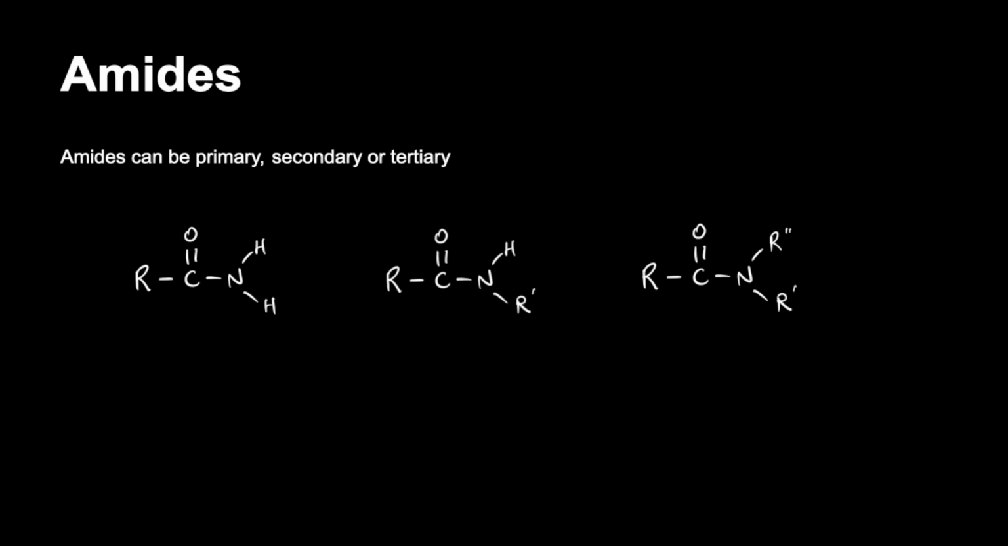We'll have a quick look at amides now. So amides can be primary, secondary or tertiary. So that's what they look like. Most common mistake I see is students mixing up the amide group for the amine group. So just be careful with that.